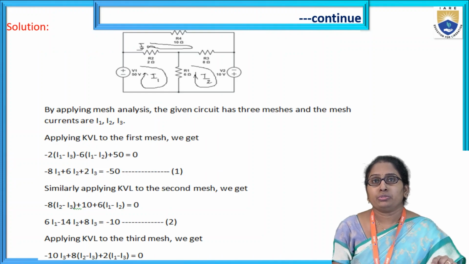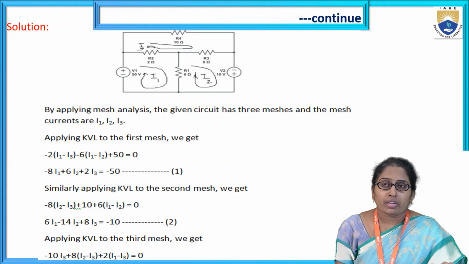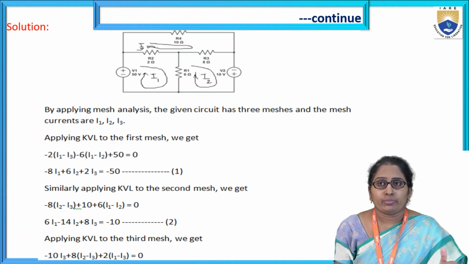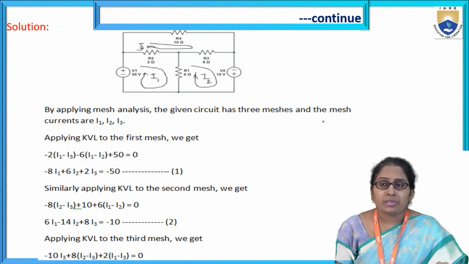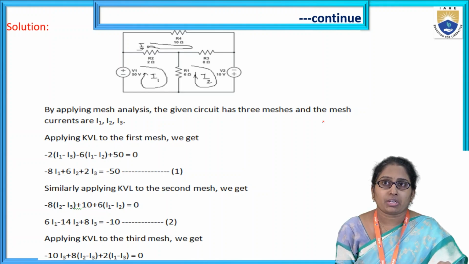There are two steps to apply mesh analysis. In a simple manner, we can say only two steps. Of course, people may say there are 4 or 5 steps. The first step is to identify the number of meshes in the given circuit. Then the second step is to select the mesh currents, assuming them based on the number of meshes. Then write down the KVL equation in each mesh and solve those equations to find the mesh currents.